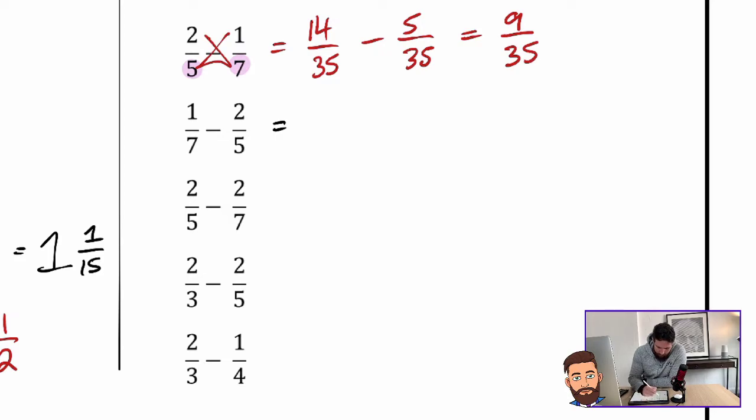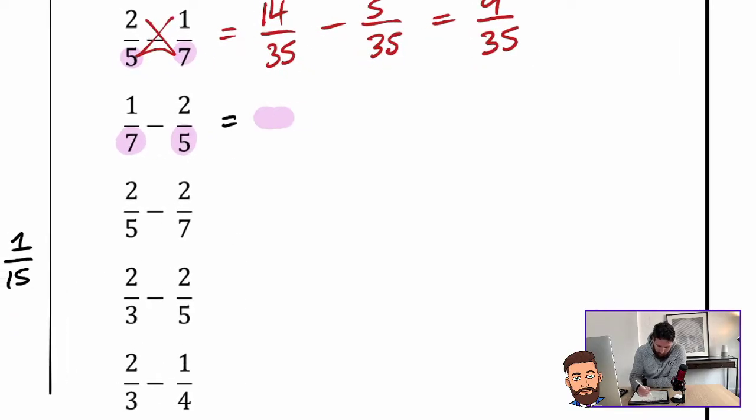Next one. Again, do they have a common denominator? No. I need to make one. I need to make sure it has a common denominator. So, good tip, 2 blank fractions. Write them out ready, because you know you can use this method. 5 times 7 is 35. So that is my common denominator. What goes here? 1 times 5, 5. What goes here? 7 times 2, 14.